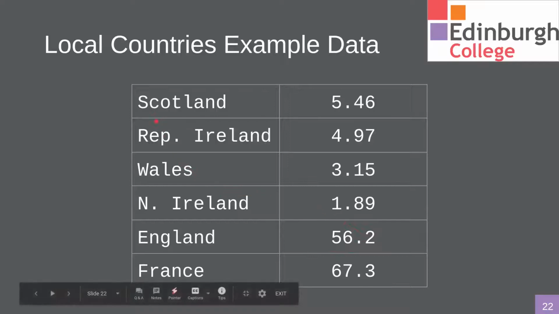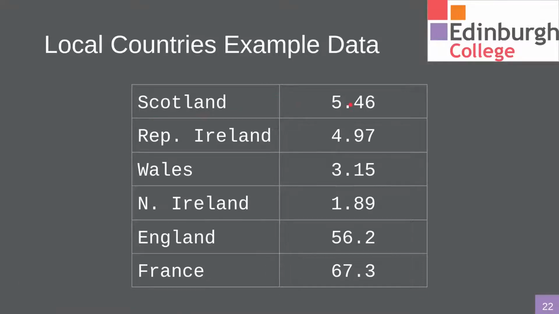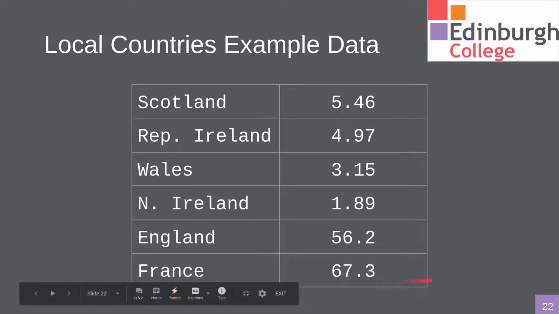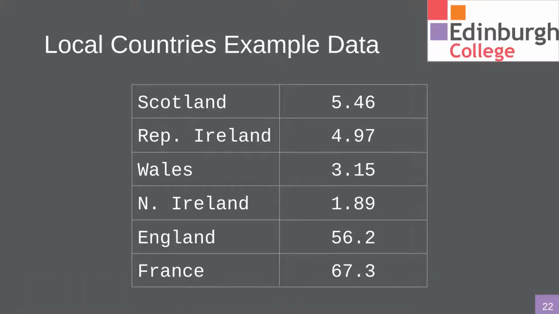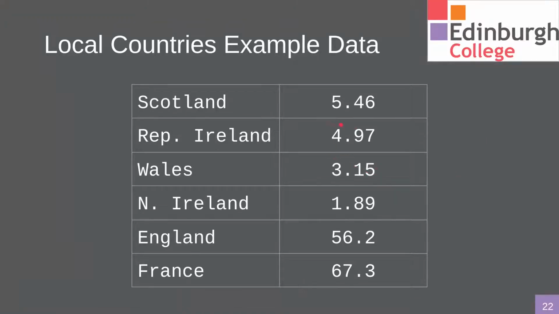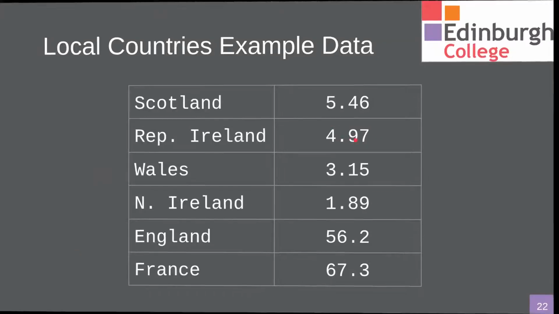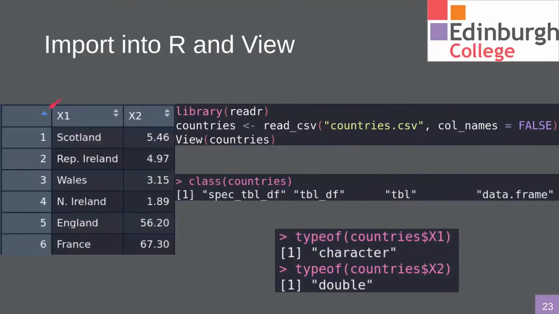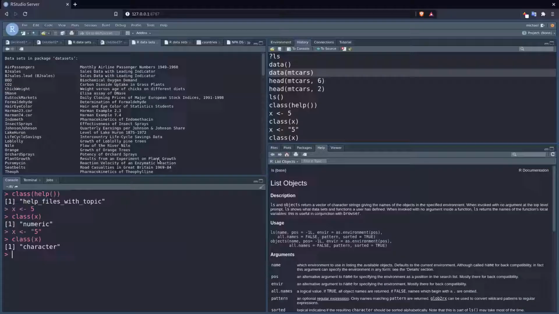What this is, in column A, is a local country. And in column B we have the population in millions to 2 decimal places. For example, Northern Ireland has a population of 1.89 million. France has a population of 67.3 million, according to Wikipedia yesterday. Obviously these numbers will probably have changed quite a lot in the last day. So I turned this into a CSV file. Here is what the file looked like. Let's go over and have a wee look at that just now.